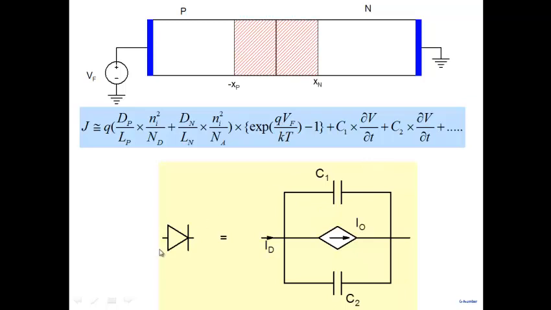So a diode then, under transient conditions, is not just this current, but a capacitance is in parallel. Okay, C1, C2, C3, and so forth. This, of course, refers to this component. All right, so let's identify then the different capacitances that are there: C1, C2, C3, and C4.